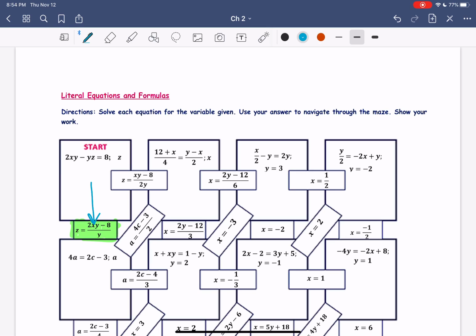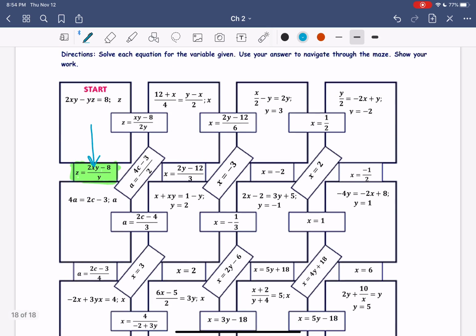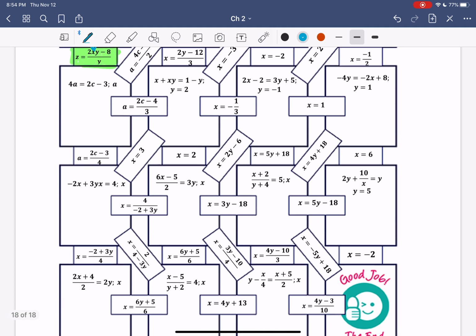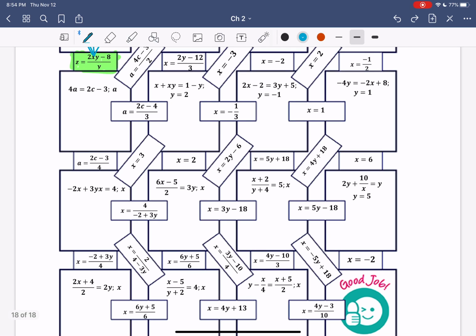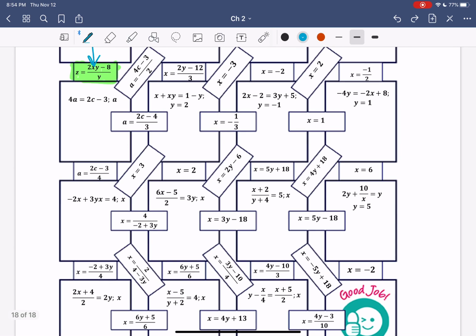Okay, so that leads me down this road. I'm going to do a couple more, but maybe I'll do this one. This one isn't too bad because you just divide by 4 on both sides, okay? So it's pretty obvious that that's going to be your next one. Okay.